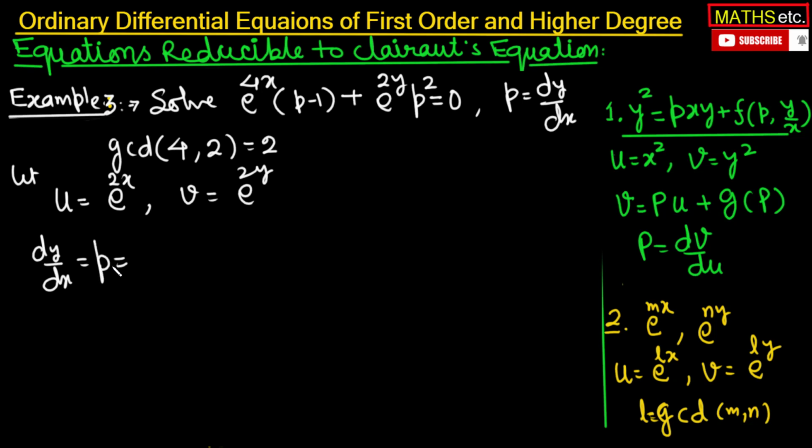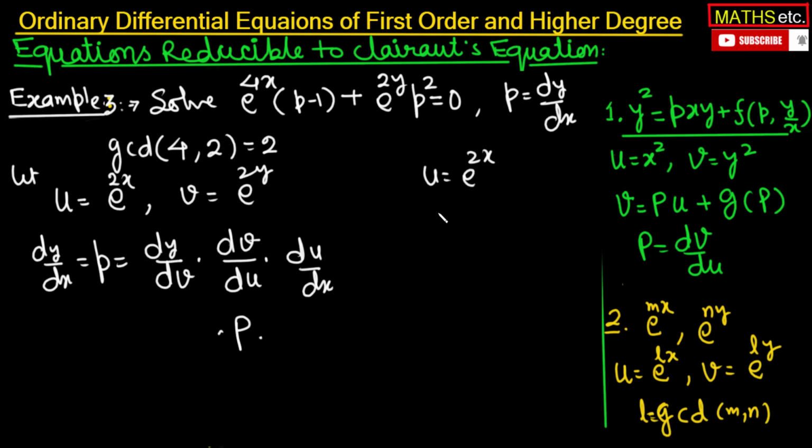Again, writing this p as dy by dx, as dy over dv multiplied by dv over du multiplied by du over dx, right? Here dv by du we will write as capital P. We have u equals e raised to the power 2x, so we can write du over dx equal to e raised to the power 2x multiplied by 2. e raised to power 2x is u, so we can replace it by u. So this will be 2u.